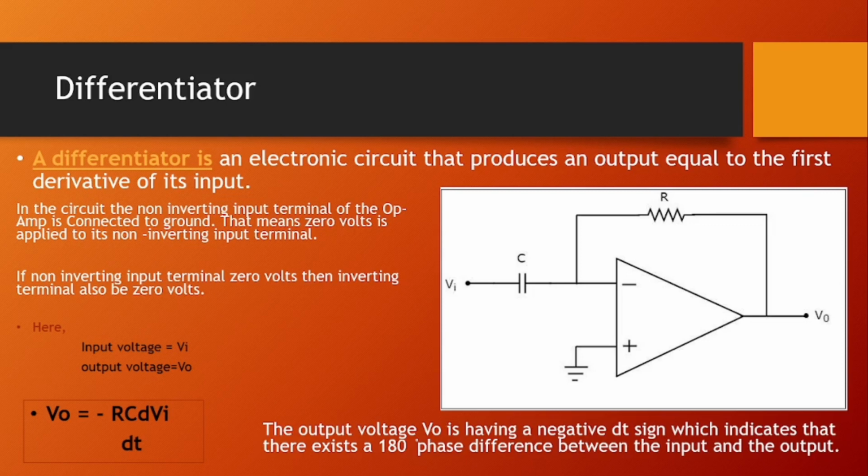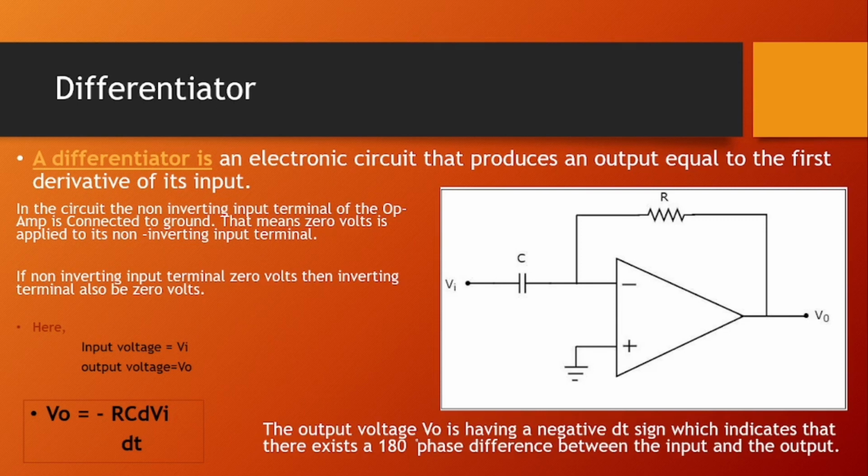Here we have the input voltage, which is Vi, and the output voltage, which is Vo. The figure depicts an inverting op amp differentiator circuit. The operational amplifier functions as a differentiator when the input resistor is replaced with a capacitor, which is the letter C there, and the feedback resistor is not changed. The equation for the differentiator is mentioned.